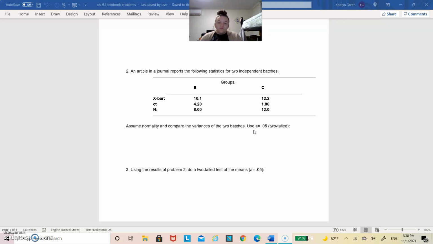And so in this decision, we will fail to reject H0. And all this means in English is that the statistics from the two independent batches are not significantly different. So that was the results for the two-tailed test of the means. And as you can see here, this was my setup.